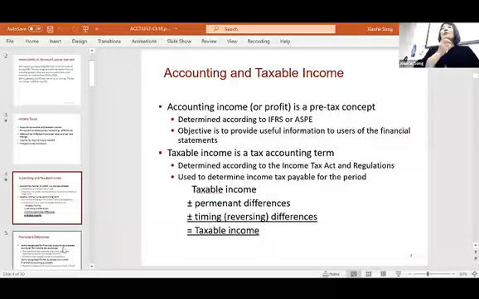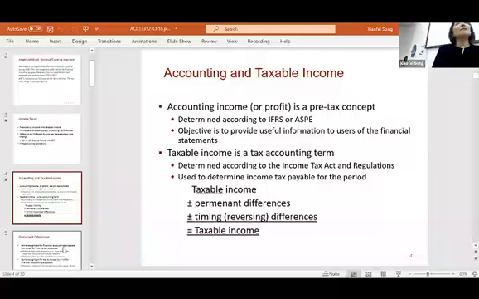Okay, so two incomes: accounting income and taxable income. Accounting income, we have been spending 3.5 courses on. Basically, the important part of financial reporting is the income statement. So this accounting income, we should know it as income before taxes. Okay, so that's what it is.